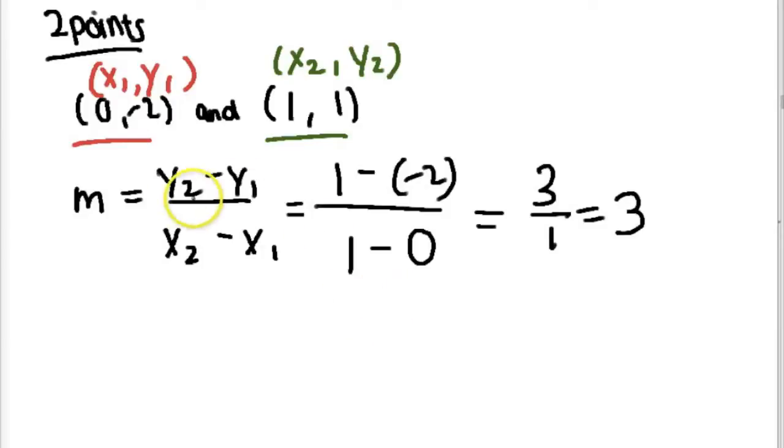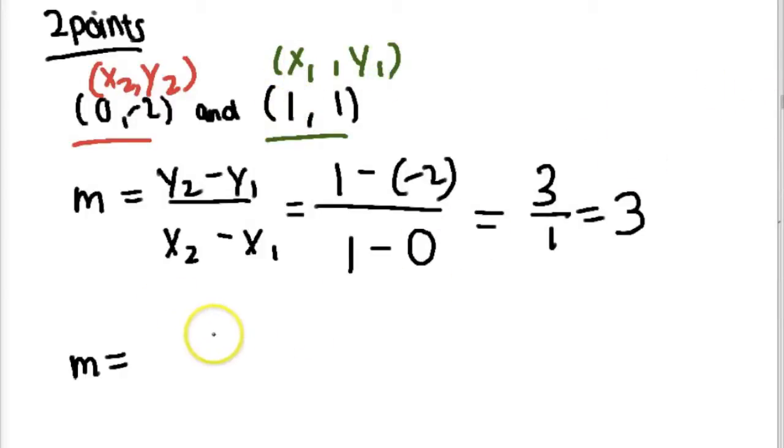And as I said before, you can also make this one the second point and this one the first point, and you'd still get the same number. So let's try that. Let's switch these. Let's pretend that this one was the 2, and this one was the 1.